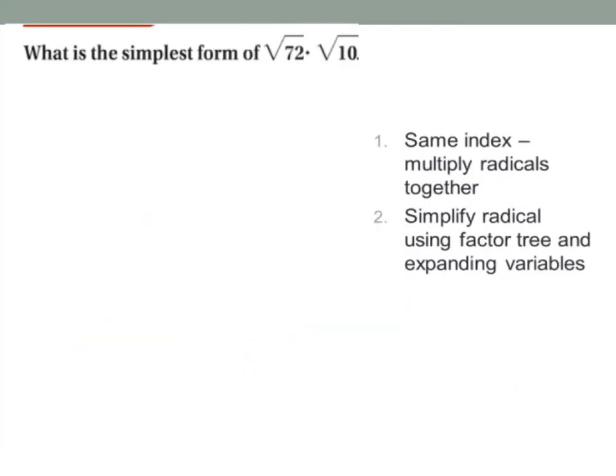So multiplying in simplest form, first thing you want to do is, are the indexes the same? Yes. When there's no index, that's just an index of 2. And then I'm going to multiply them together, so I have 720. And now do your factor tree, and I'm looking for groups of 2.